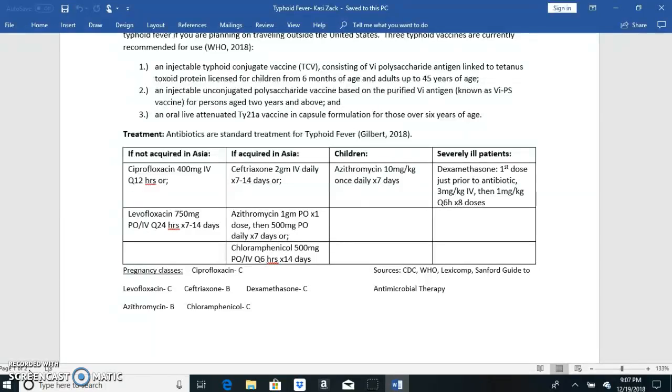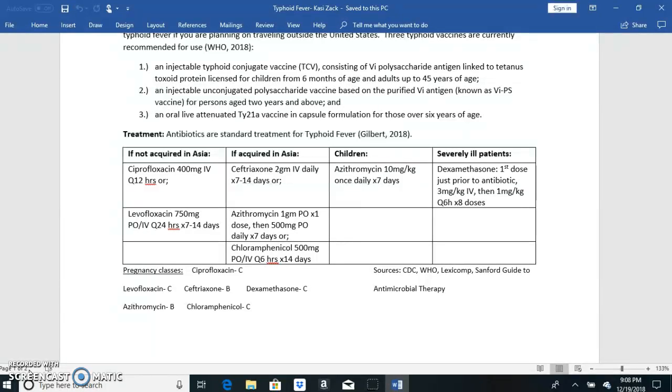And then if typhoid fever is acquired in Asia, then the choices for antibiotics would include ceftriaxone, 2 grams IV daily for 7 to 14 days, or azithromycin, 1 gram by mouth for the first dose, then 500 milligrams by mouth daily for 7 days, or the third option would be chloramphenicol, 500 milligrams by mouth or IV every 6 hours for 14 days. And both of those columns were for adults.